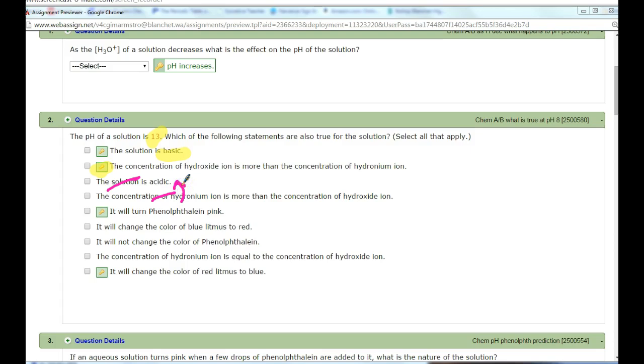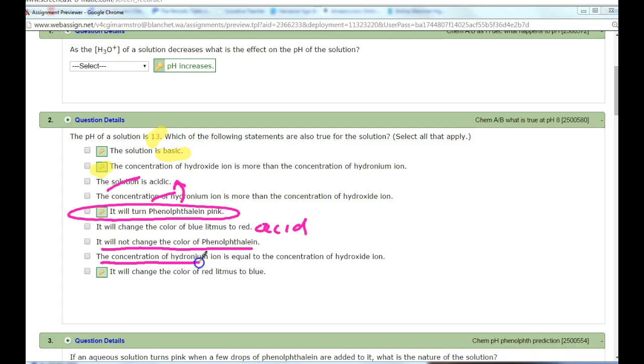It will turn phenolphthalein pink. Yes, if it's basic, it will turn phenolphthalein pink. It will change the color of blue litmus to red. No, that only happens for an acid, so that's not true. It will not change the color of phenolphthalein. That is not true. It will change to pink. Phenolphthalein in a base always is pink, or that lovely magenta, just like the color I'm writing with.